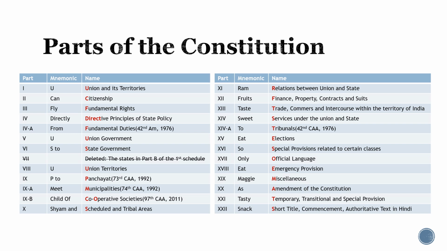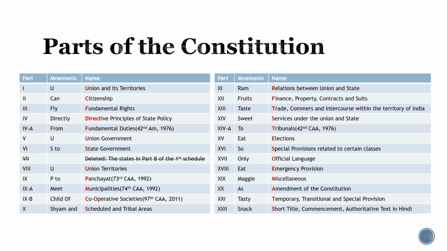U stands for Union and its territories. C, citizenship. F, fundamental rights, D, directive principles of state policy. F, fundamental duties. U, union government. S, state government. U, union territories. P, panchayat. M, municipalities. C, cooperative society.